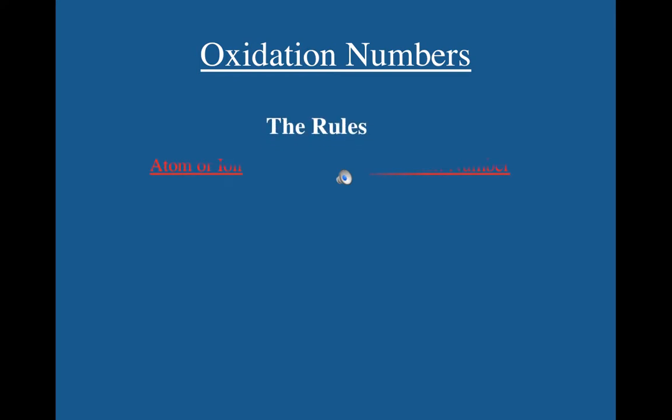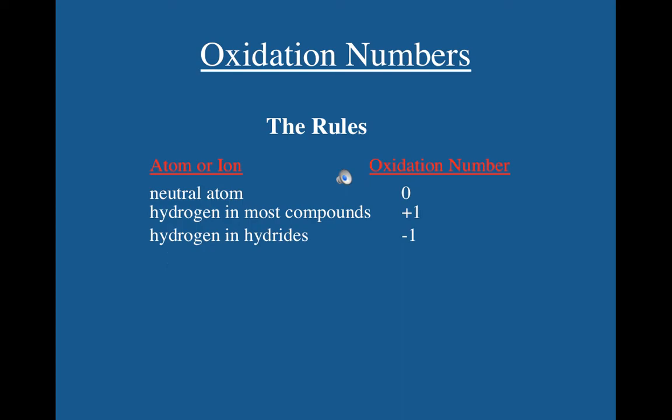The rules are pretty simple. If we have a simple atom or simple ion, oxidation number is no sweat. Anytime it's a neutral atom, that means it has a charge of 0. The oxidation number is 0. Hydrogen is usually +1. That's when it's behaving like a metal, in other words, when it's bonded to a non-metal. But hydrogen we know can go both ways, so it can bond to metals. In that case, it's a hydride, and its charge is -1.